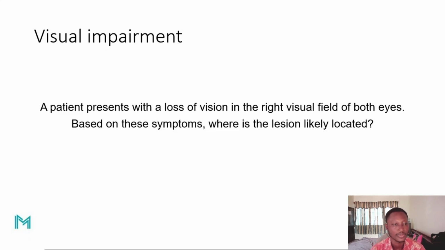Okay, this is one of the MDC recall questions. Let's see if we can answer it. The question says a patient presents with loss of vision in the right visual field of both eyes. Now, based on these symptoms, where is the lesion likely located?